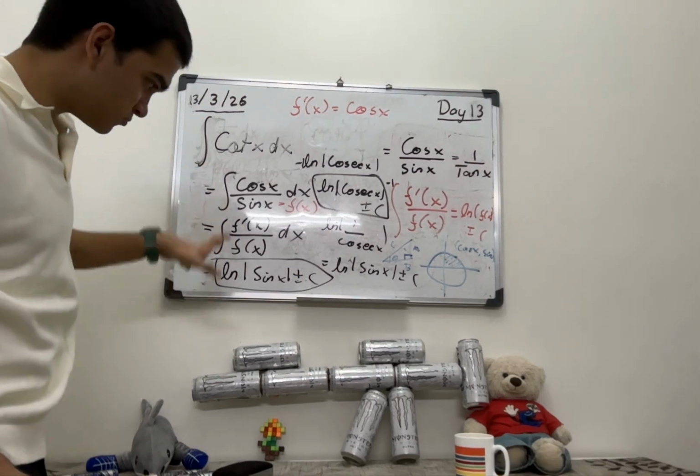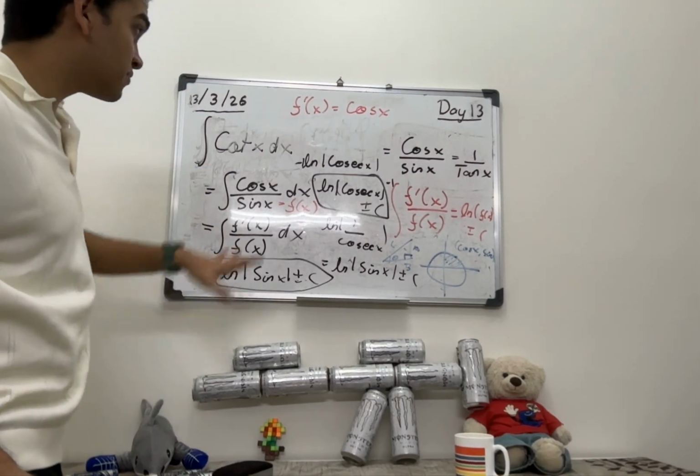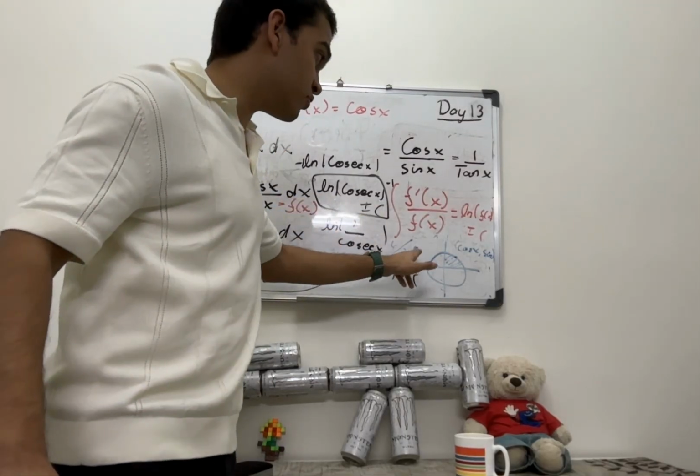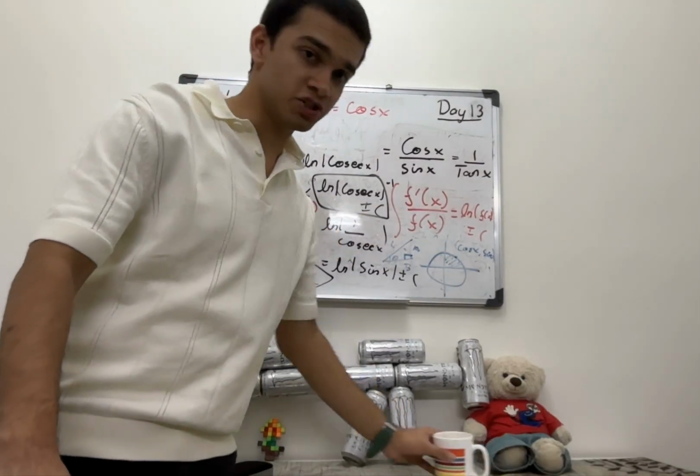We integrated cot x, which is ln of sin x plus or minus c, or minus ln of cosec x, and this was the difference between trigonometry and integration.